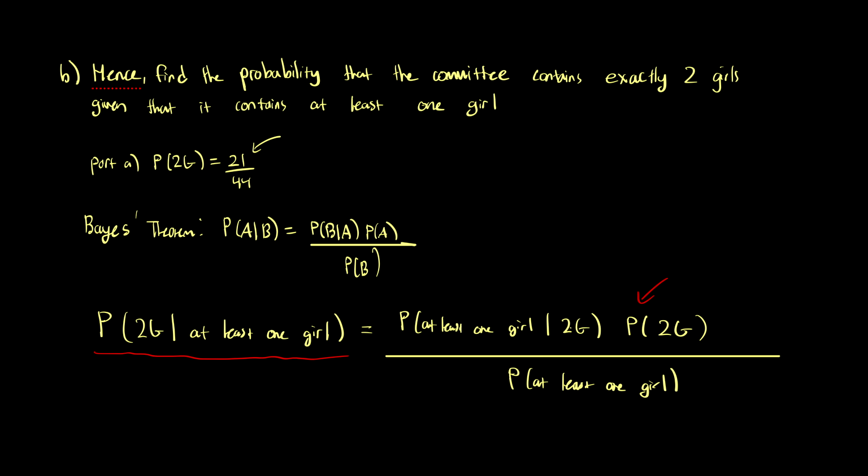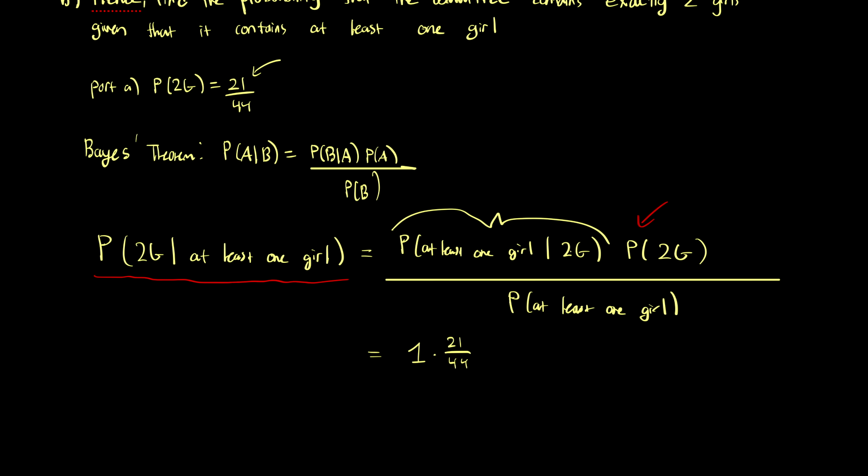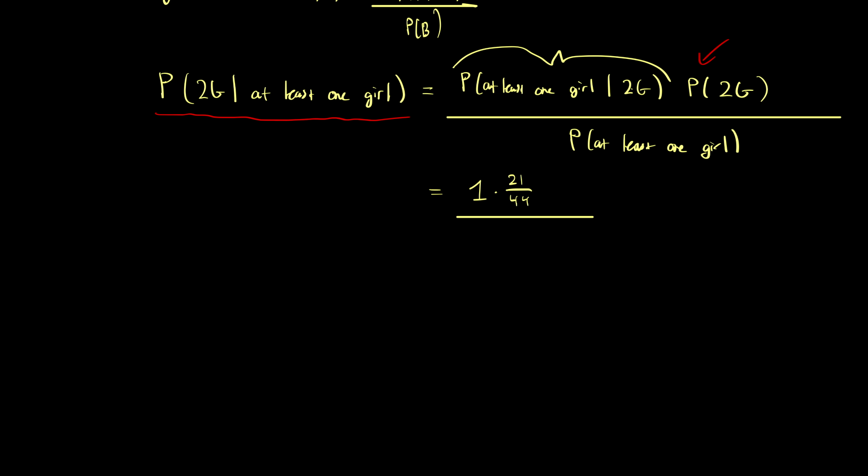Now, when we evaluate this part right here, the probability of having at least 1 girl given that you have 2 girls, this is going to be 100% of the time. Because if you're given that you have 2 girls, the probability that you have at least 1 girl is 100%. So we can actually just get rid of that by making that equal to 100% or equal to 1. And the probability of having 2 girls is given from part A, and that is going to be 21 over 44. And now it seems like the probability of having at least 1 girl is the probability that we don't know. So let's first find this.